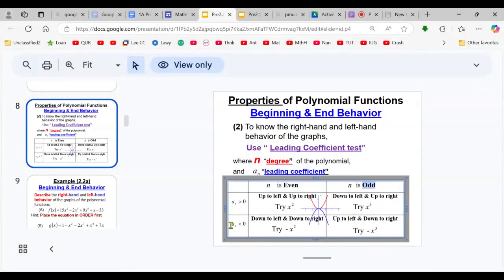All right. Next case is when a is less than 0 and the power is even. It's going to be down to the left, down to the right. Even means to the power of 2, 4, 6. What if you have odd? Up to the left, down to the right. I'm going to test you. Okay?